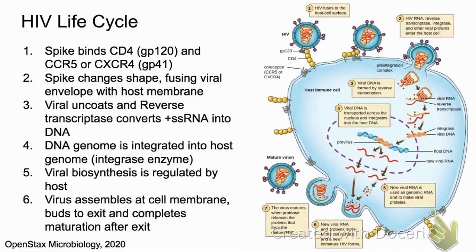When viral particles are formed, the virus will assemble at the cell membrane, and at this point it will bud to exit the cell, and it completes maturation after exit. In particular, HIV codes for a protease that does the final cleavages of protein after the virus has exited. At this point, after protease has cleaved all the viral proteins into their mature shape, the viral particle is now capable of infecting more cells.